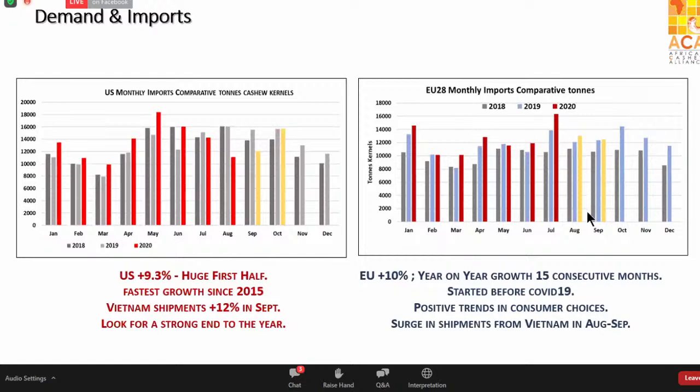The yellow bars, by the way, are predictions based on shipments. So the yellow for August is based on shipments made in June and July. We don't have those figures officially yet. And the September figures are based on July and August shipments from Vietnam or from India to countries in the European Union. I expect that these blue lines will be surpassed in the last quarter, and we'll see a very strong year in Europe. And I expect that because this is not a coronavirus trend. This is based on consumer choices, based on trends in the market, and I would expect that will continue well into 2021.